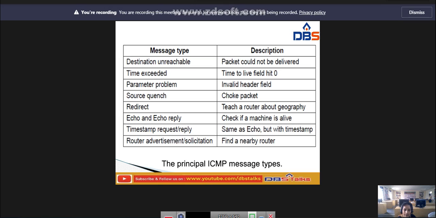Echo and echo reply: check if a machine is alive. Timestamp request or reply: same as echo but with a timestamp. Router advertisement and solicitation: find nearby routers. So these are the principal message types in ICMP. ICMP means Internet Control Message Protocol. This is the list in the table.